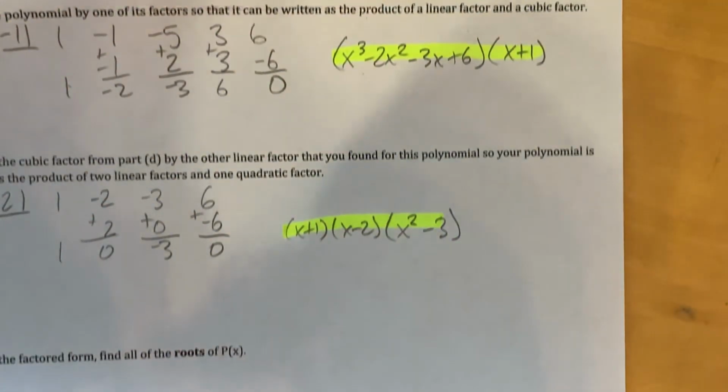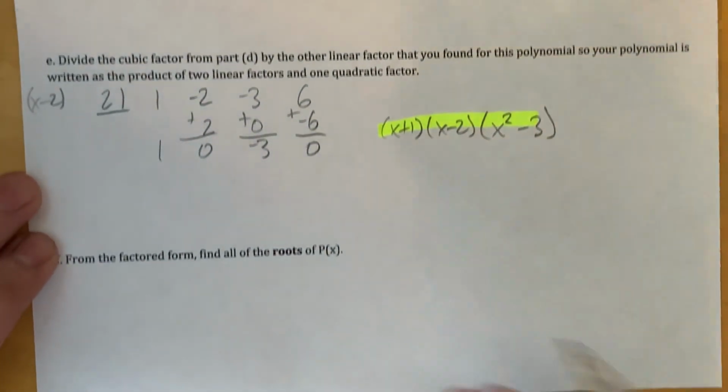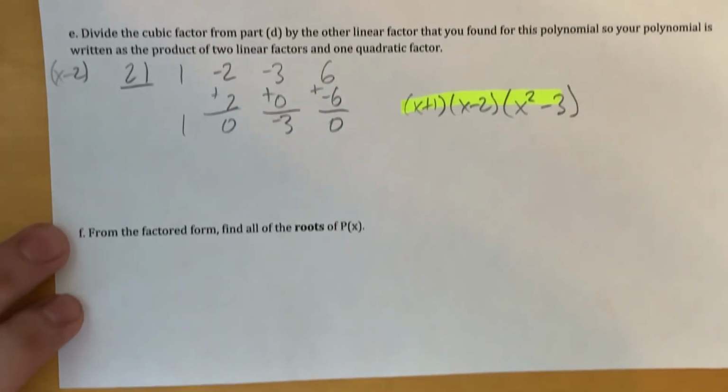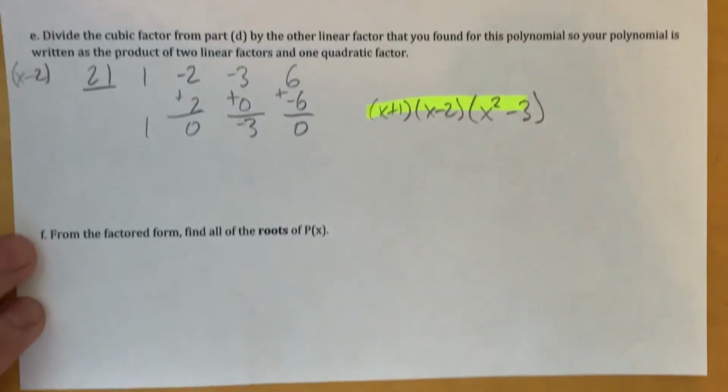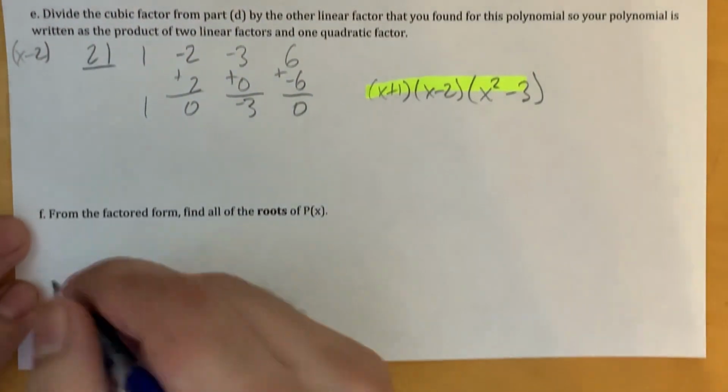Oh, would you look at that? We have one more problem. E. What do you think E is going to ask, aside from reading it to yourselves? From the factor form, find all the roots of p of x. Oh, yes, and we've already factored it into a form where we could find the roots of p of x.